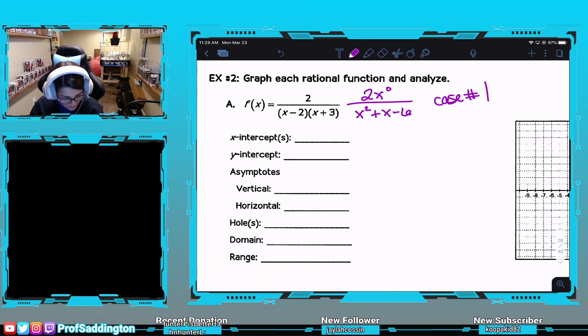Case number 1. Numerator degree is less than the denominator degree.